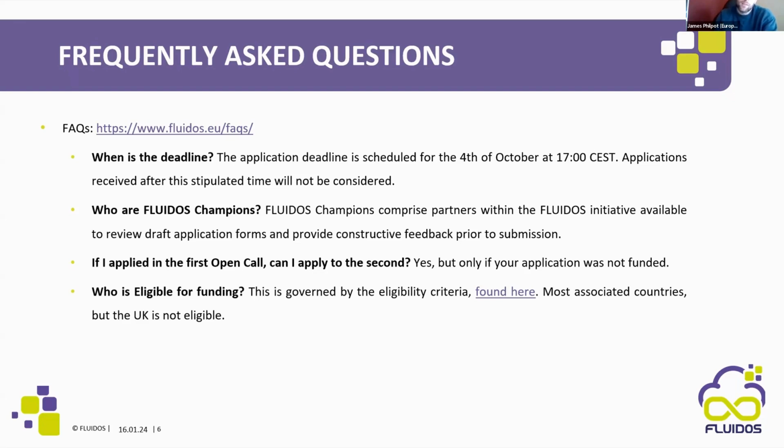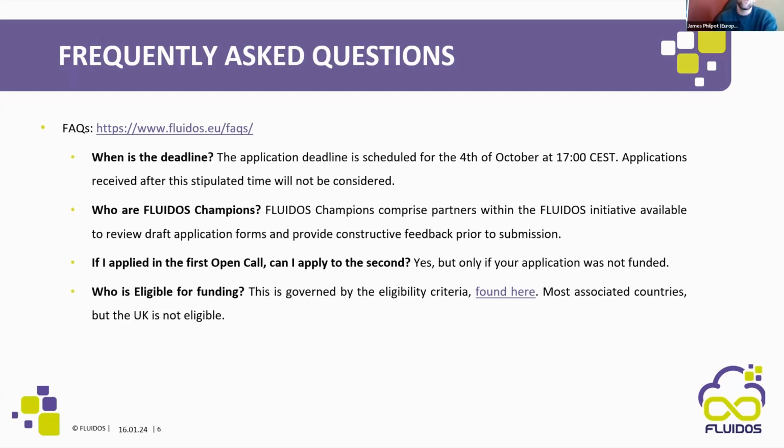If you applied in the first open call, you are eligible to apply to the second, but only if your application was not funded as part of the first open call. This is due to the fact that the Commission places restraints on the amount of money that projects are able to give individual entities as part of cascade funding. And so that means if you've already received funding from us, you would go over this amount, and so we aren't allowed to do it, I'm afraid.